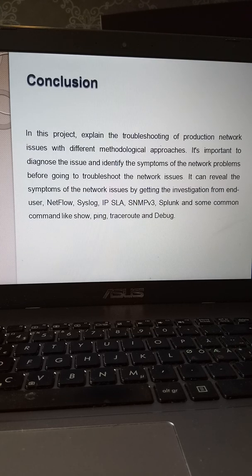Conclusion: in this project, we explained the troubleshooting of production network issues with different methodological approaches. It's important to diagnose the issue and identify the symptoms of the network problem before troubleshooting the network issue. The symptoms can be revealed by investigating with the end user, NetFlow, Syslog, IP SLA, Simple Network Management Protocol version 3 traps, Splunk, and common commands like show, ping, traceroute, and debug.